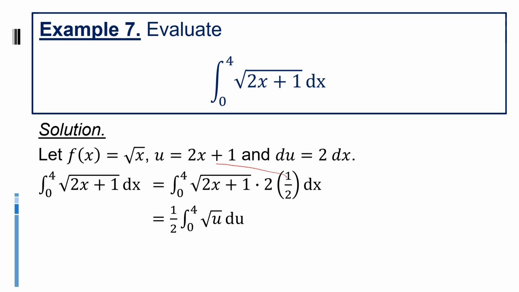Okay, ilalabas natin to doon. Then, square root of, this is u, and then 2 dx is du. So, 1/2 of the integral from 0 to 4 of square root of u du. And we know that the integral of square root of u is just equal to u raised to 3/2 over 3/2 times, syempre, yung 1/2 natin, evaluated from 0 to 4.